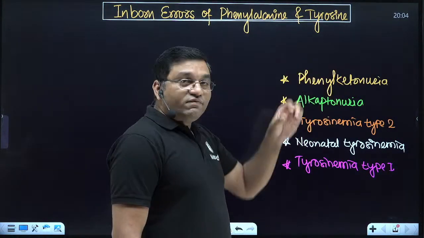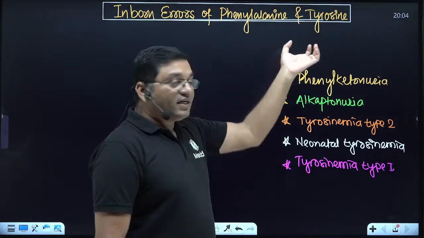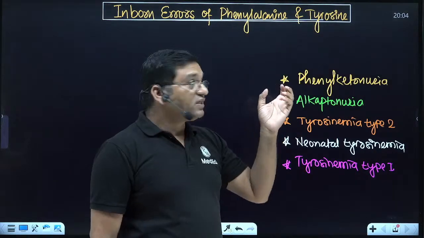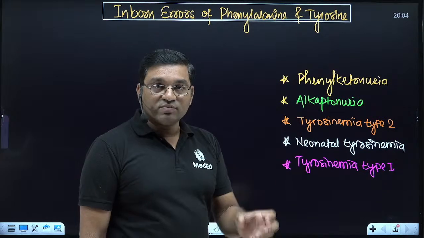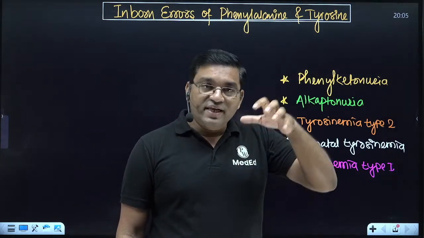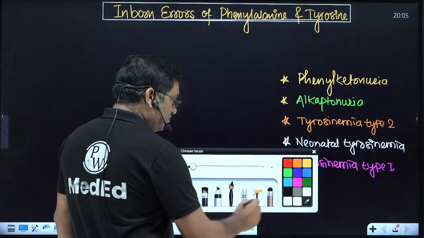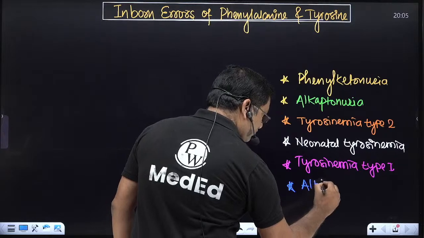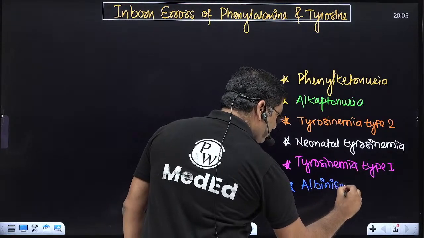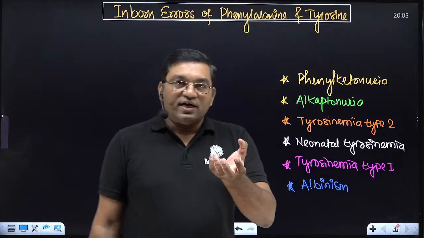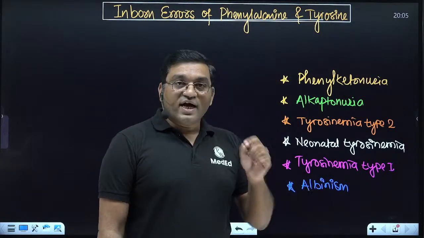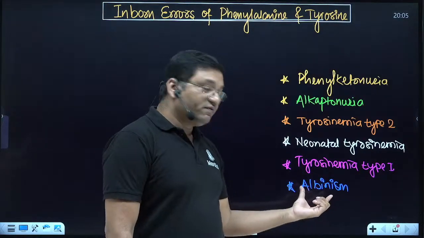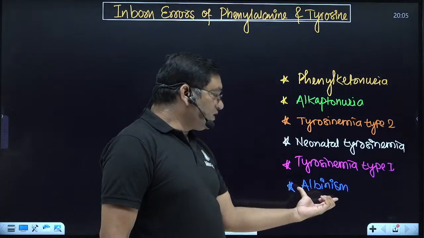These are related with the basic metabolism of phenylalanine and tyrosine, in which they will give you glucose and fat. Another important disorder, related with the melanin synthesis pathway, is albinism. There is generalized hypopigmentation all over the body, and with this the eyesight of the patient is completely normal in albinism. Vision is completely normal. So we will discuss albinism.